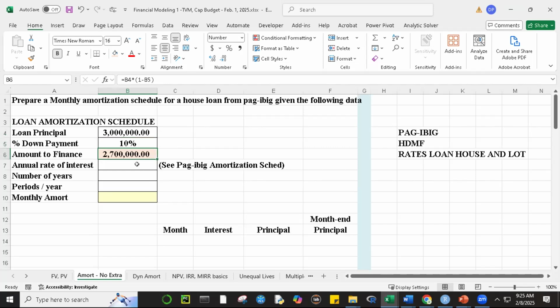Then based on the amortization, based on Pag-ibig, how much is the annual interest now? How much is the annual interest if it's 30 years? Because the interest depends on the number of years and the amount. If it's longer, then the interest rate will be higher. How much was the interest rate, class? 9.75, okay? So let's write here 9.75%.